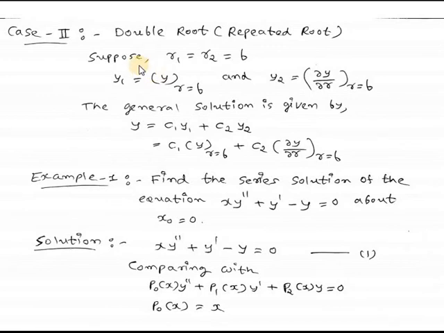this case. For that, suppose the roots obtained which are repeated are r1 and r2 which are the same, so r1 is equal to r2 is equal to b. Now suppose y1 is the first solution, which is given by y where r is equal to b, and y2 is the second solution, which is given by del y by del r, where r is equal to b. So the general solution is given by y equal to c1 y1 plus c2 y2, where y1 is this and y2 is this. We will discuss this procedure in an example.